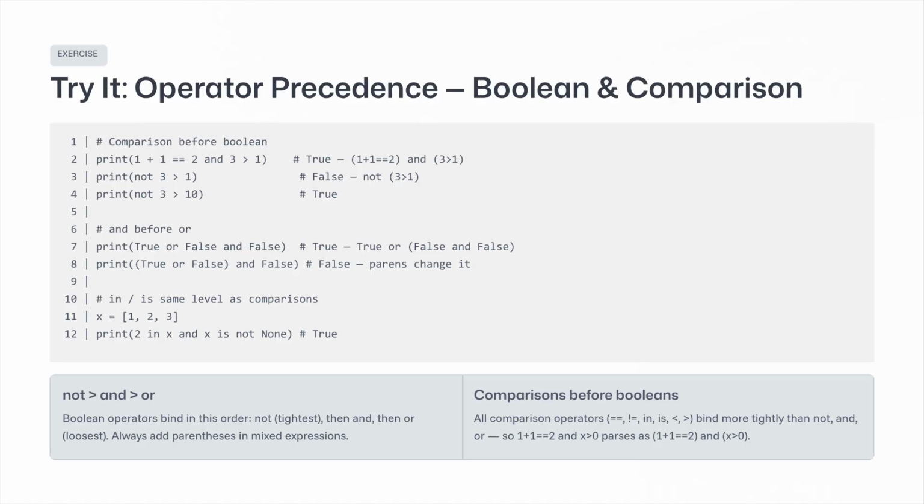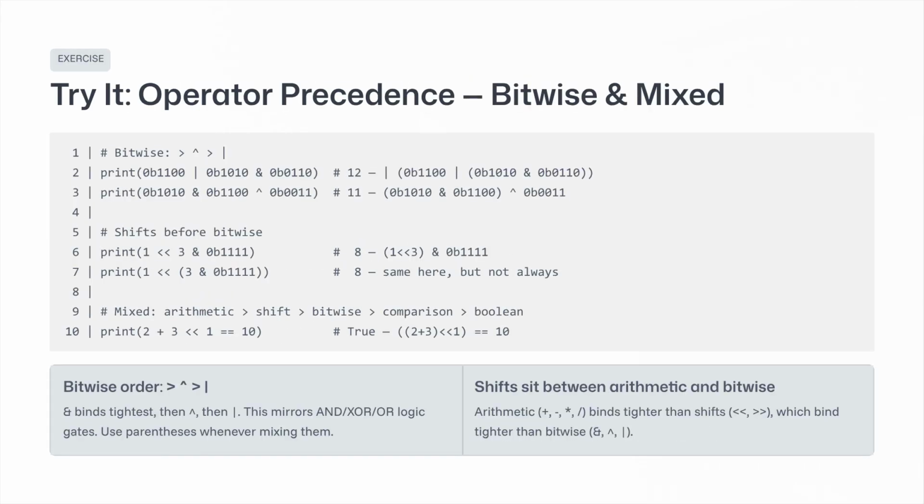Line 11, x equals a list. Line 12, 2 in x and x is not none. Both in and is not are at the comparison level, which binds tighter than and. So this is 2 in x, and x is not none, which is true and true, which is true. Two key rules. Not binds tightest, then and, then or. And all comparison operators bind more tightly than not, and, or.